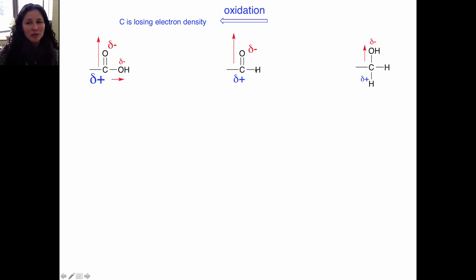So in removing a bond to oxygen and adding bonds to hydrogen, this carbon is less polar or less charged, and in this case, I'm reducing because the carbon is gaining more electron density. So in adding bonds to hydrogen or removing bonds to oxygen, carbon is gaining more electron density and it's becoming reduced.